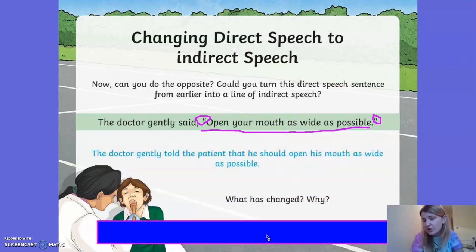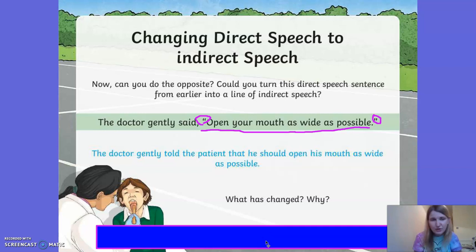Right, now there's lots of ways of doing this, by the way. This is just one way, but the doctor gently told the patient that he should open his mouth as wide as possible. Again, what's changed here? Now, I would say it's not the only one, but quite often "told" is a really useful word when we're using reported speech. Okay, so told the patient that he, so we're saying what she said to him, should open his mouth as wide as possible.